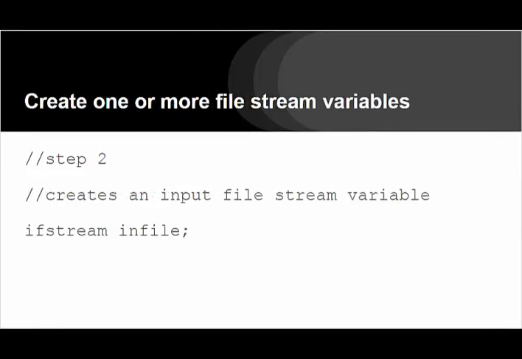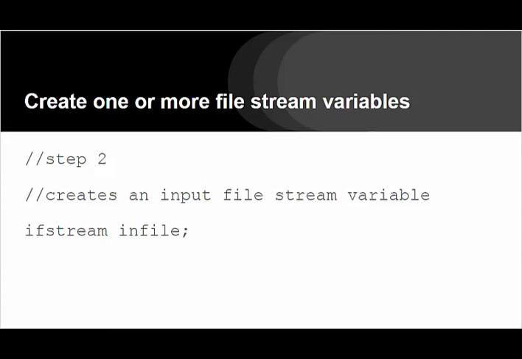There are two types of file stream variables, ifstream and ofstream. ifstream variables are for reading data in from a file into our programs. ofstream variables are for writing data out to a file from our programs. In this example, I'll read from a file, so I'll need an input file stream variable.